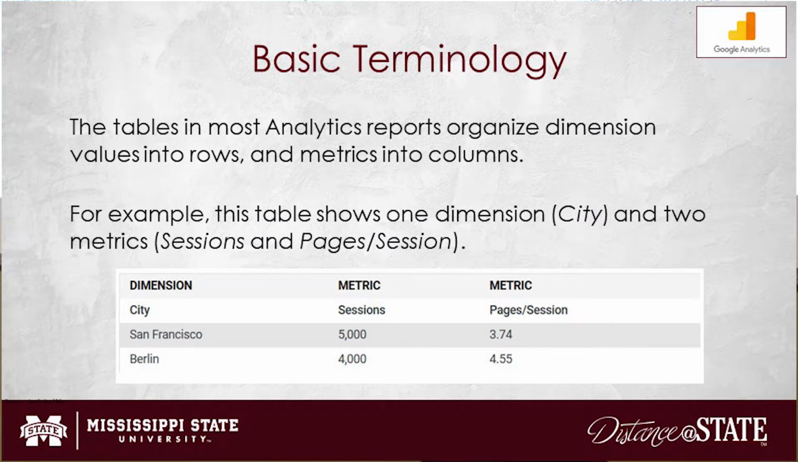Another way you can look at these is the way they're organized within analytics, and we're going to look at some screenshots of analytics in a little bit. Your dimensions are the rows within your tables, and the metrics are the columns. This is a small example of the dimension city. You have San Francisco and Berlin, and your metrics were your sessions and your pages versus session average.